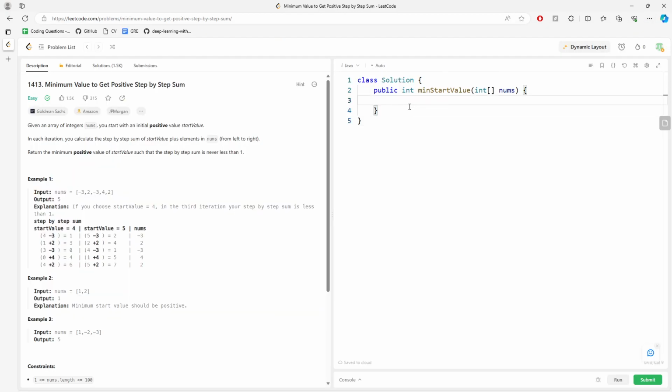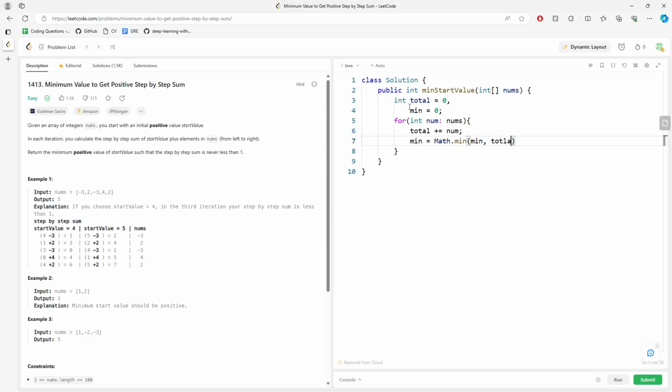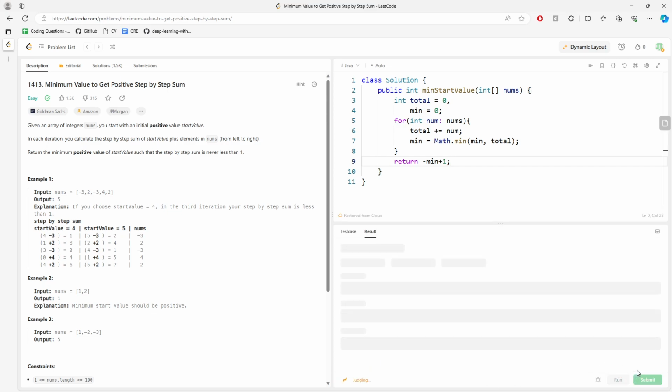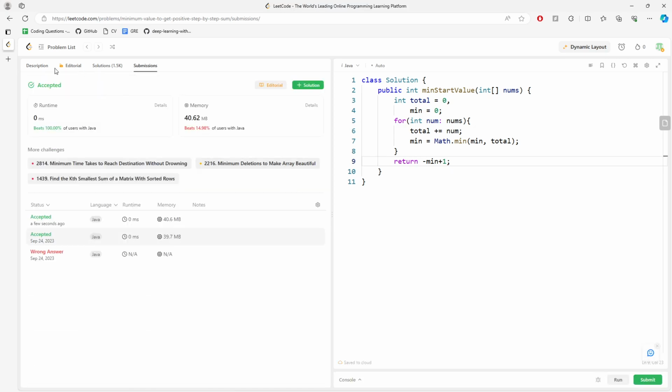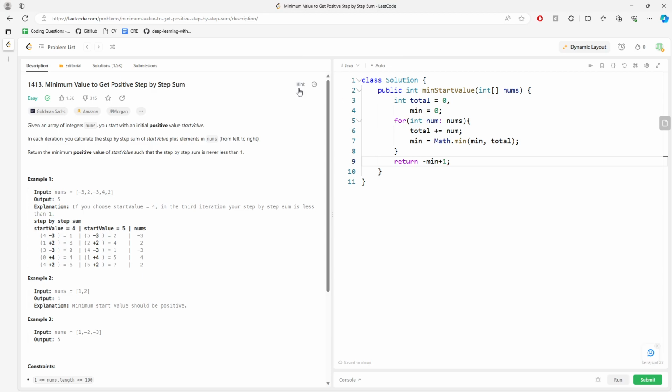So let's start coding. Total equals 0, and min equals 0 as well. Then for each num in nums, total plus equals num, and min keeps track of the minimum between itself and the total. When I return, I return negative min plus 1. That min is definitely negative, right? So this will be it. Straightforward, and this is the math algorithm behind it.